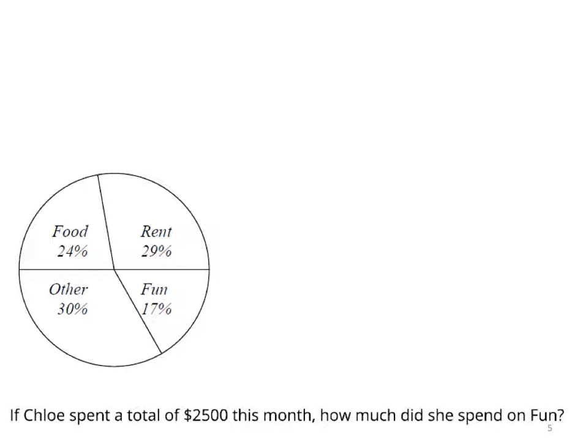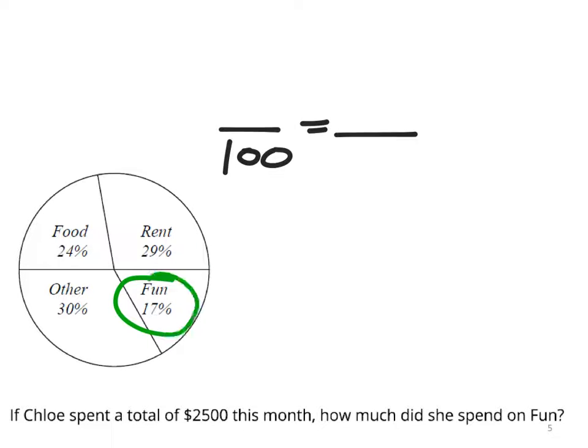Alright, so this goes back to the first lesson with a pie chart like this one. If Chloe spent a total of $2,500 this month, how much did she spend on fun? Well, fun shows as 17%, and like I said before, I prefer to see these as percent proportion problems like this one, okay? Because we know the percent that she spent on fun was 17%, right?